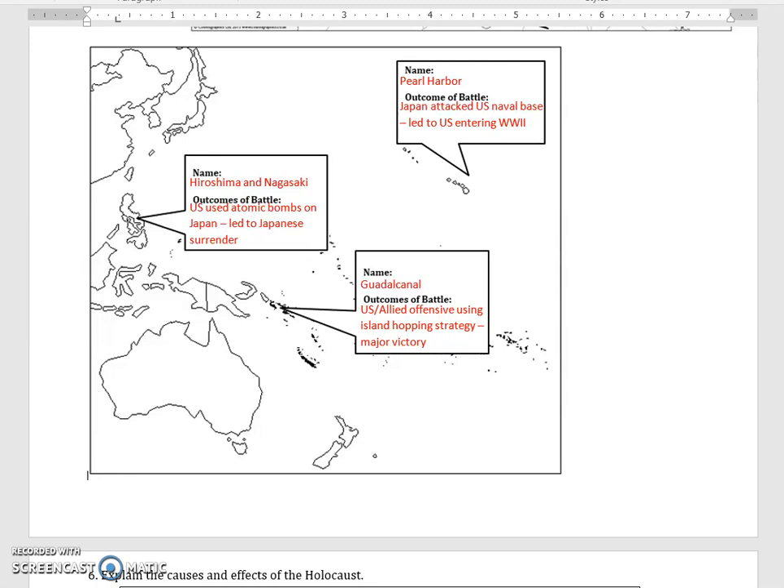And the last one, of course, is Hiroshima and Nagasaki. This was the attacks on Japan that eventually led to the Japanese surrender. The atomic bombs, of course, were developed as part of the Manhattan Project.